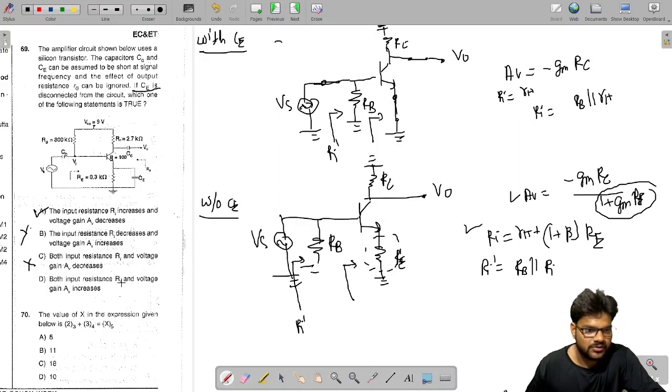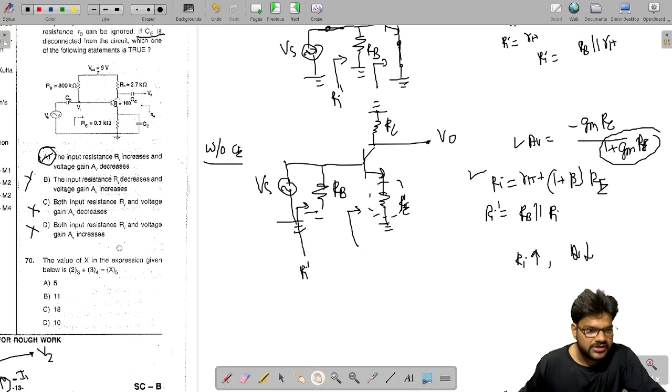No, this is wrong. Both input resistance Ri and voltage gain increases? No, Ri only increases, but voltage gain decreases. So Ri increases and voltage gain decreases. So the correct option is option A. Now let us go to the next question.